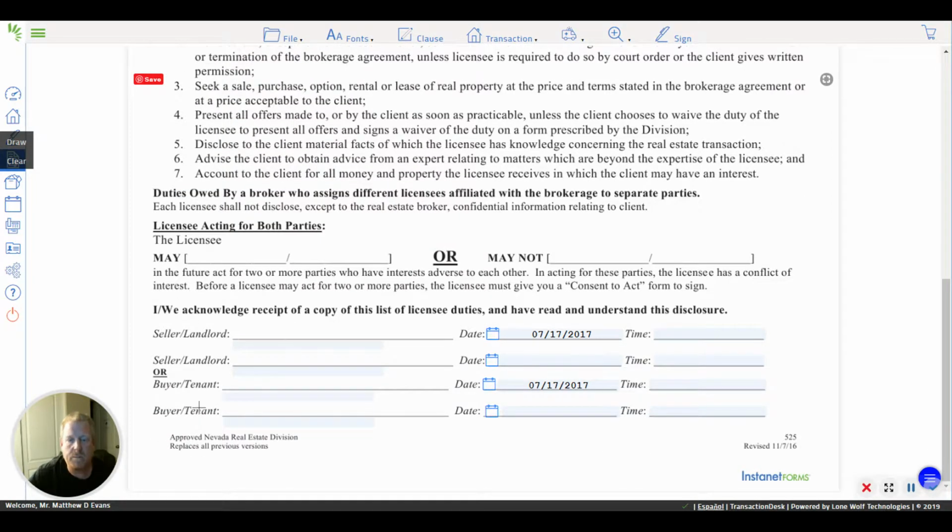Sign as the seller, buyer, landlord, or tenant. Sign, date and time it, and we are done. We are now in a relationship as a client and real estate professional, and I look forward to working with you, working really hard for you.